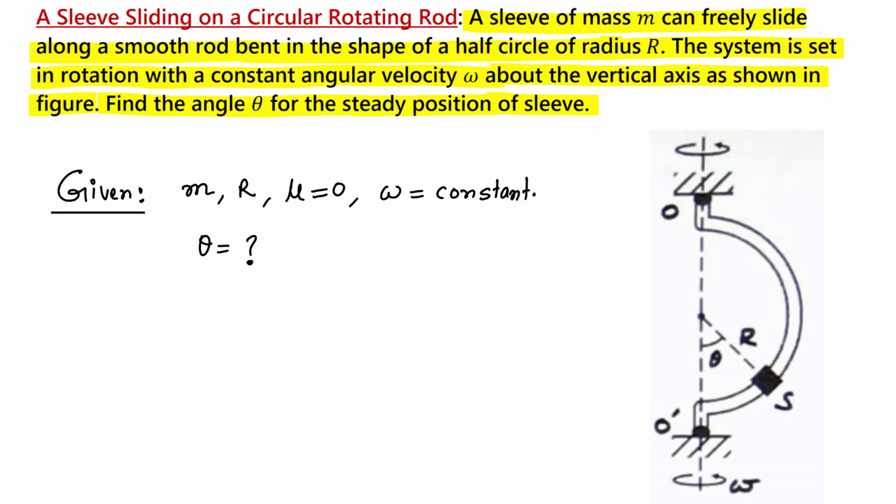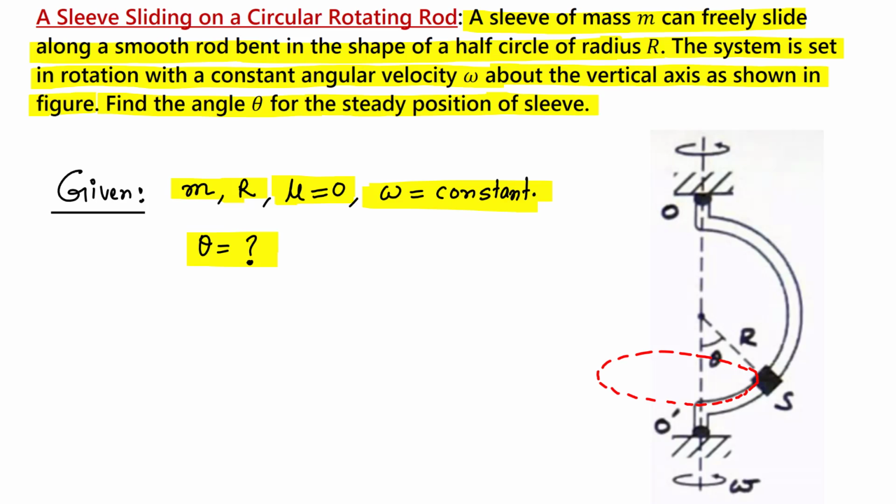So now if we analyze this situation, what will happen? This sleeve is basically rotating in a circle. If you think a little bit, you will find that this sleeve is rotating in a circle. So what are the things that are given in this problem? We have been given the mass of the sleeve, the radius of this semicircular path, and theta. Friction is 0, there is no friction, mu is equal to 0, and omega is constant. And we have to find the angle theta.